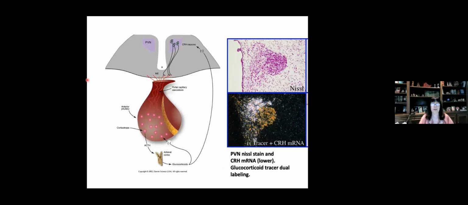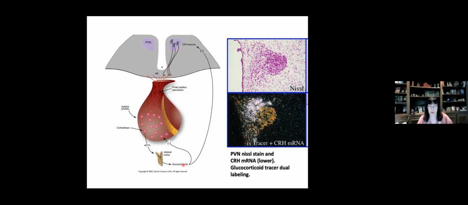So here's another picture of the whole system. There are your CRH neurons up in the paraventricular nucleus. Here's the axons going down to the blood vessels. Again, use these slides to understand the circuitry. So then when I ask you a question about describe the circuitry that gets involved in response to stress, you'll be able to write this accurately. So here's the portal vessels sending the CRH to the anterior pituitary, stimulating corticotropes to release ACTH, which then goes to the adrenal cortex.